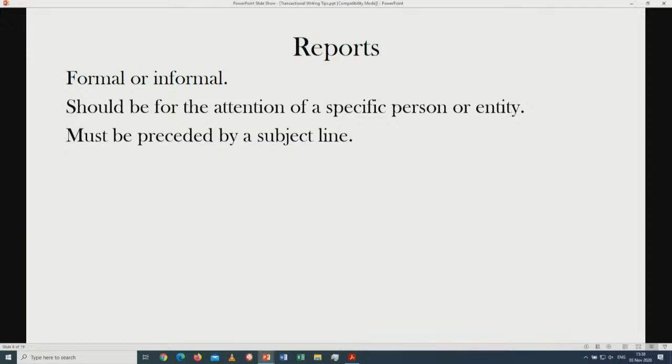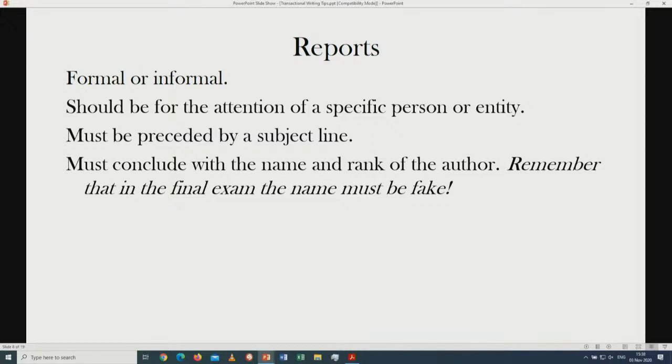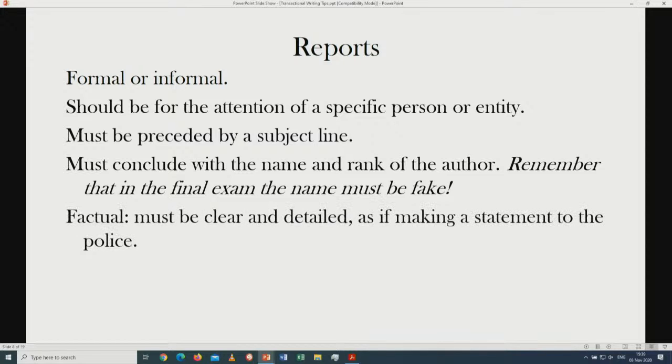Okay, subject line. In the same way you have a subject line in a formal letter, a report requires a subject line. Okay, conclude with name and rank of author. And just a reminder, watch out for using your real name. And it is factual. It doesn't contain figurative language. Oh, I've put that on there. You don't have figurative language to use.